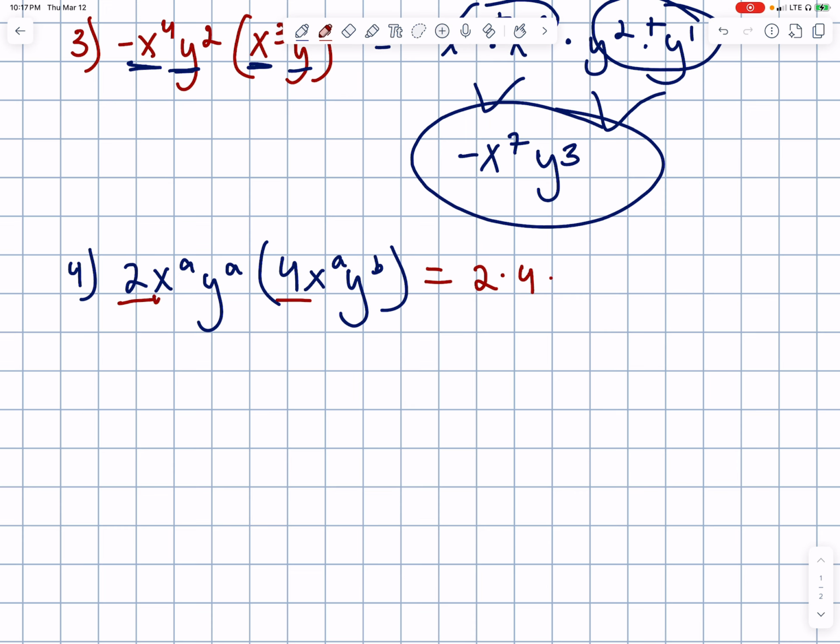And then let's go ahead and write our x's. We got x to the a and we got x to the a here. So x to the a times x to the a. Now let's go ahead and look at our y's. We got y to the a, and then we got y to the b times y to the b. Okay, this is going to be a little bit confusing.